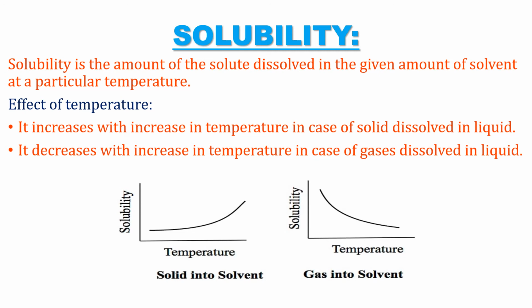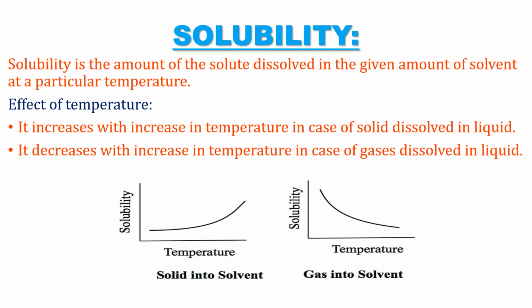So first one is solid into solvent. It increases with increase in temperature in case of solid dissolves in liquid. Like for example, sugar solution. So the solubility increases with the increase in temperature.